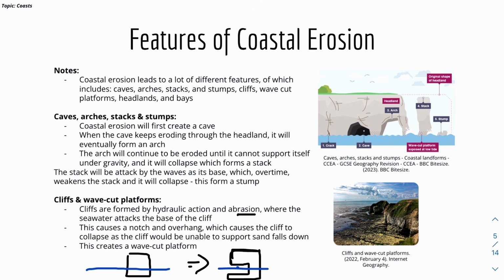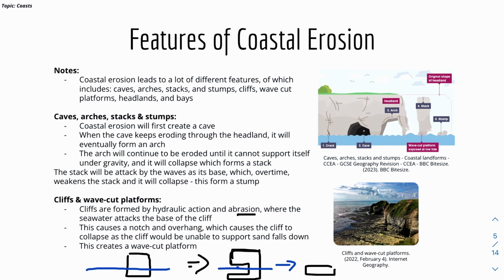Right. So this is basically the overhang, this part right here, because it's overhanging on basically nothing due to being eroded, and that's a notch. So over time, this part here will fall down, will collapse, which will eventually form this feature right here, which is the cliff and the wave-cut platform.